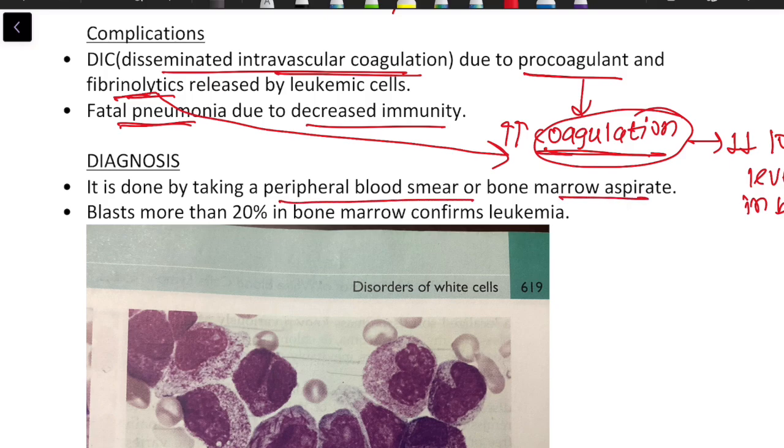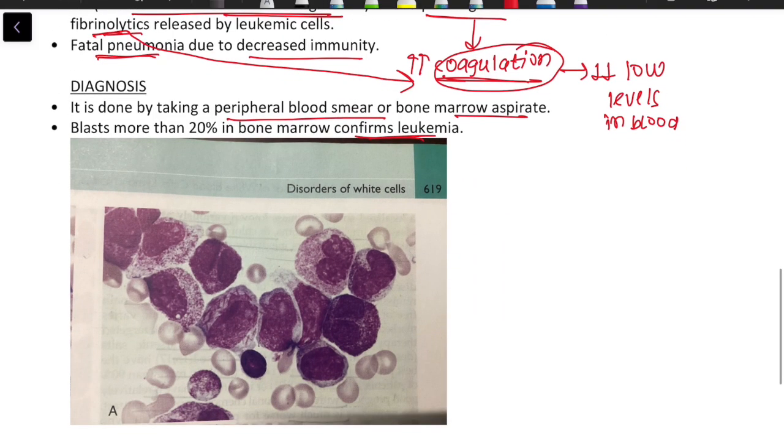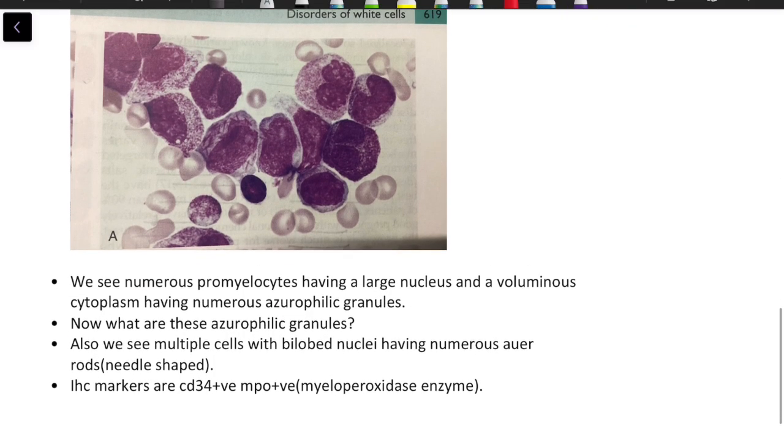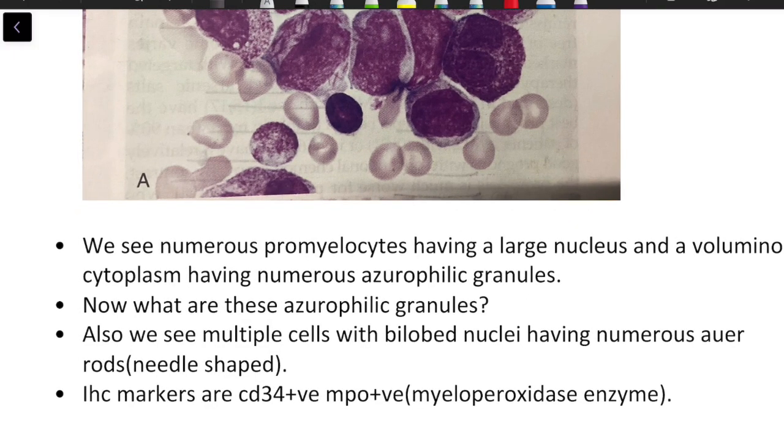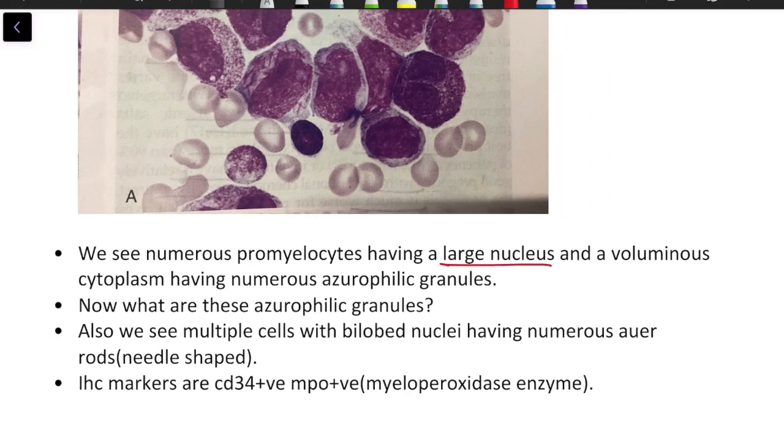Now, if we talk about the diagnosis, then diagnosis is done by taking a peripheral blood smear or a bone marrow aspirate. If the blasts are more than 20% in the bone marrow, then that confirms that the patient is suffering from leukemia. Bone marrow aspirate on top of a peripheral blood smear helps us to confirm and make our diagnosis solid that yes, the patient is suffering from acute promyelocytic leukemia.